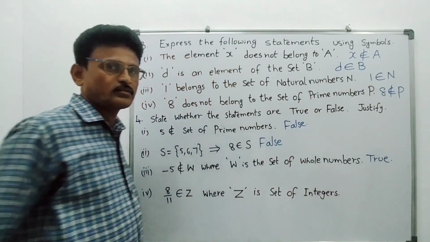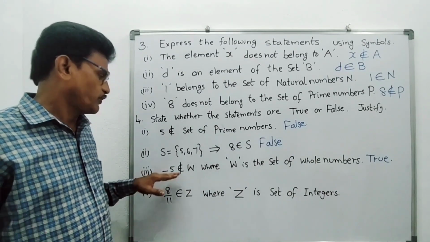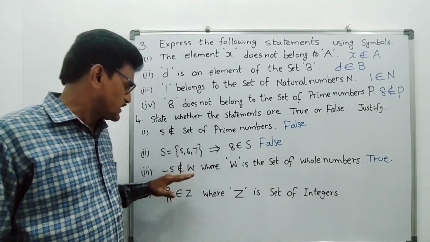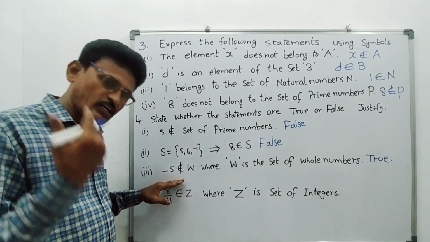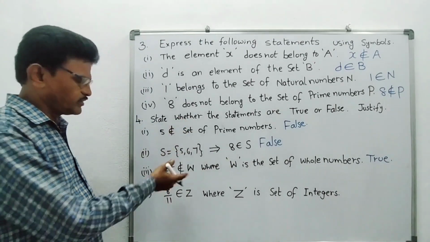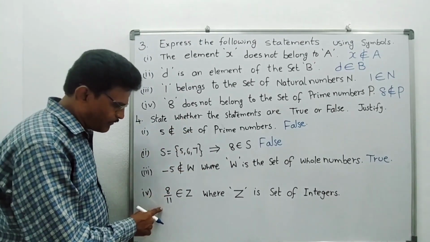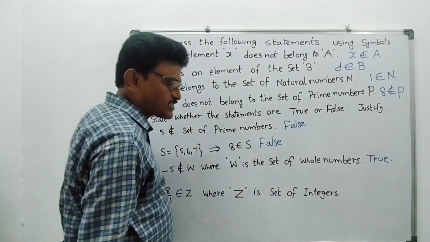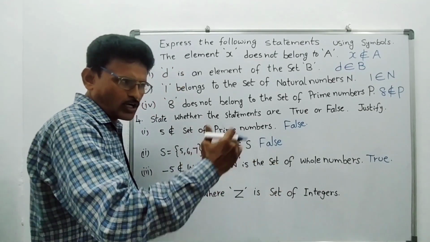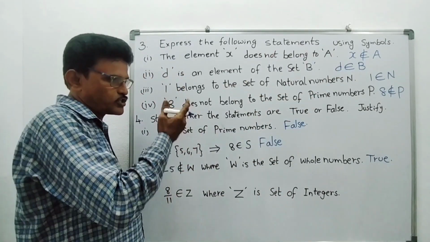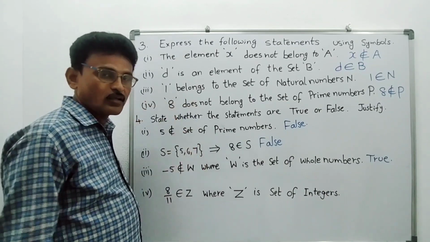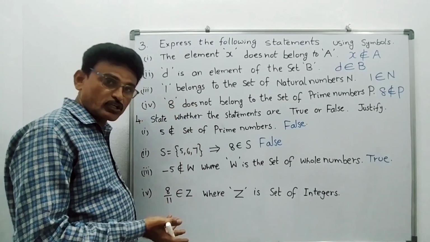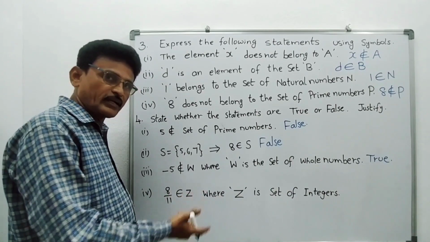So no need to write any justification here. Minus 5 does not belong to W. He is telling minus 5 is not an element of the set of whole numbers. Right? It is true. Now 8 by 11 belongs to Z, where Z is the set of integers. Integers means 0, 1, 2, 3, 4 like that on the right side, and minus 1, minus 2, minus 3 negative numbers on the left side. But 8 by 11 is of the p by q form, a rational number, not an integer.